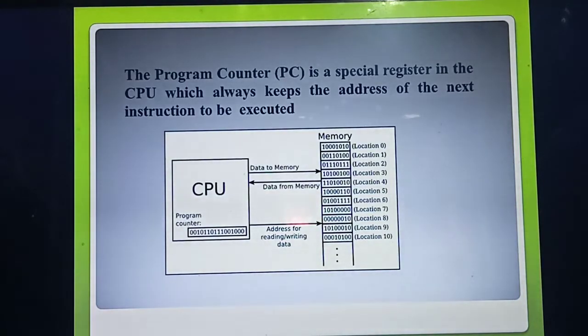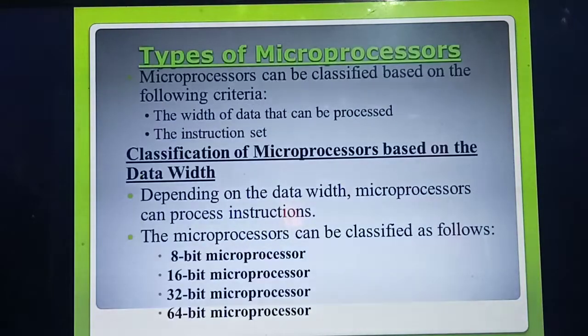So see this diagram. In this diagram, inside the CPU, there is the program counter. Have you seen it in the block diagram? This diagram is not in your textbook. I have shown it only for our understanding purpose. This is the CPU diagram.